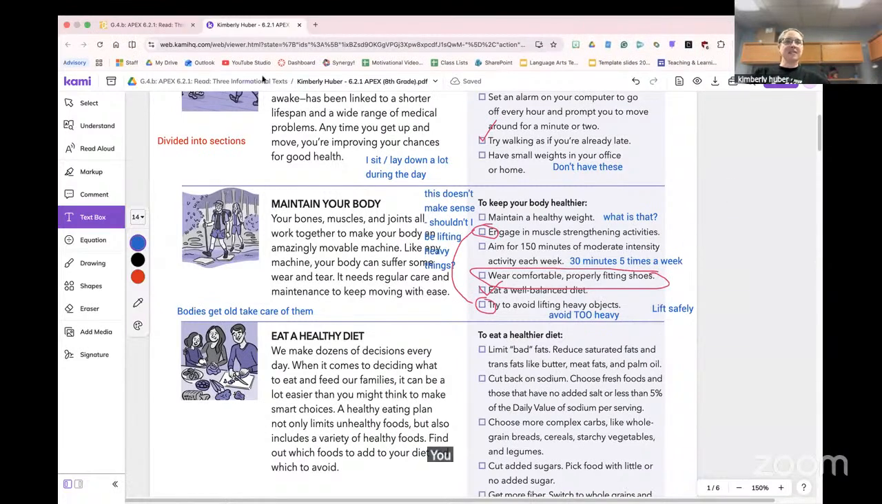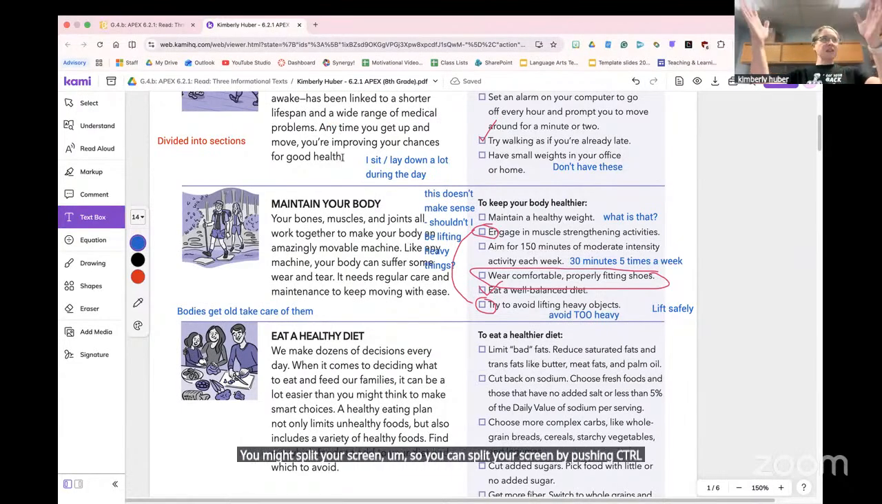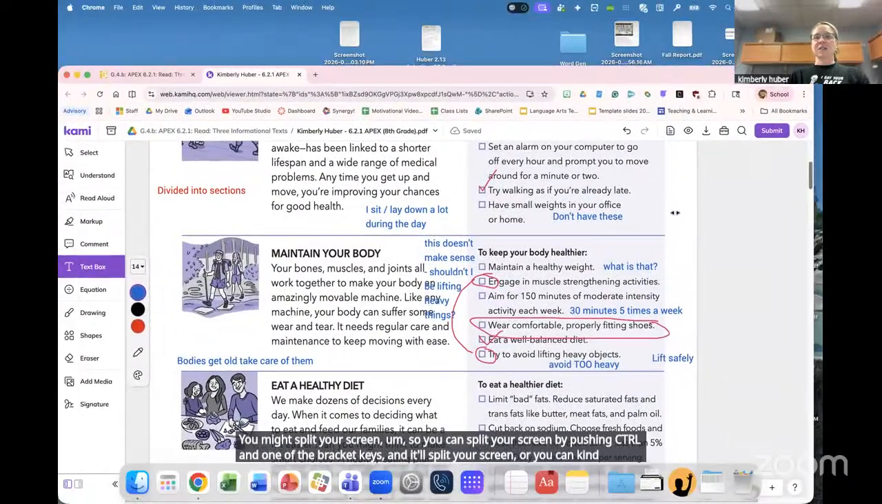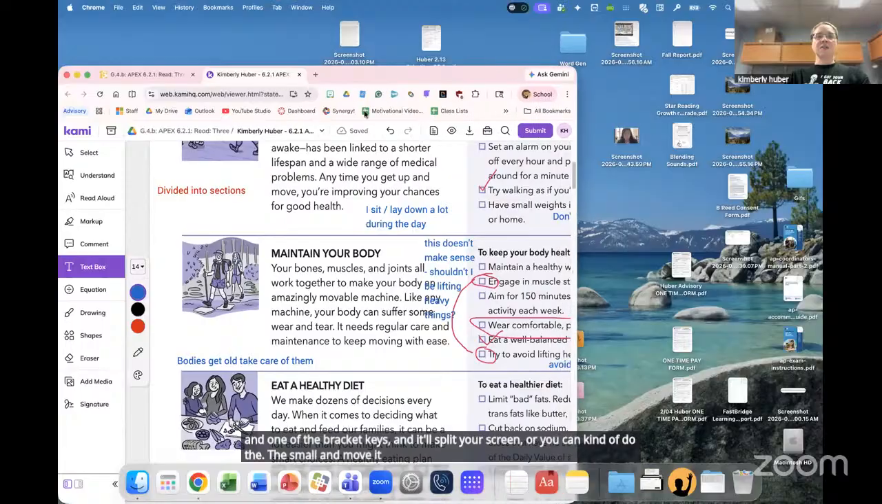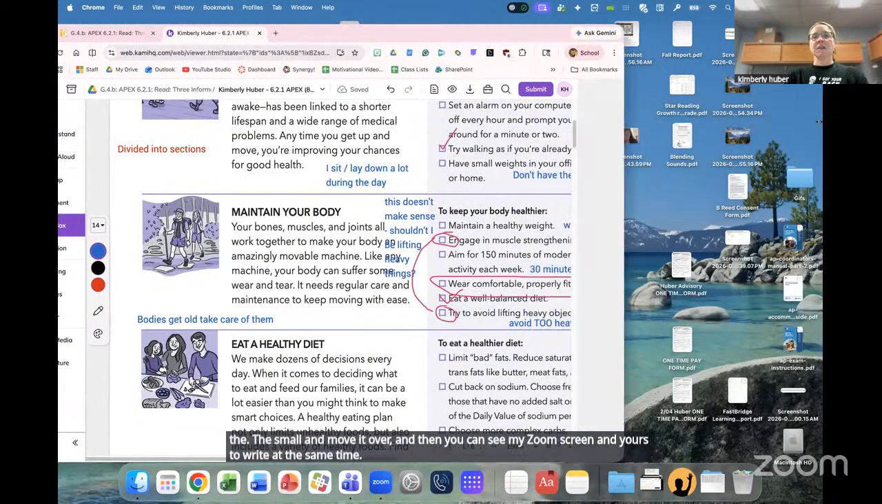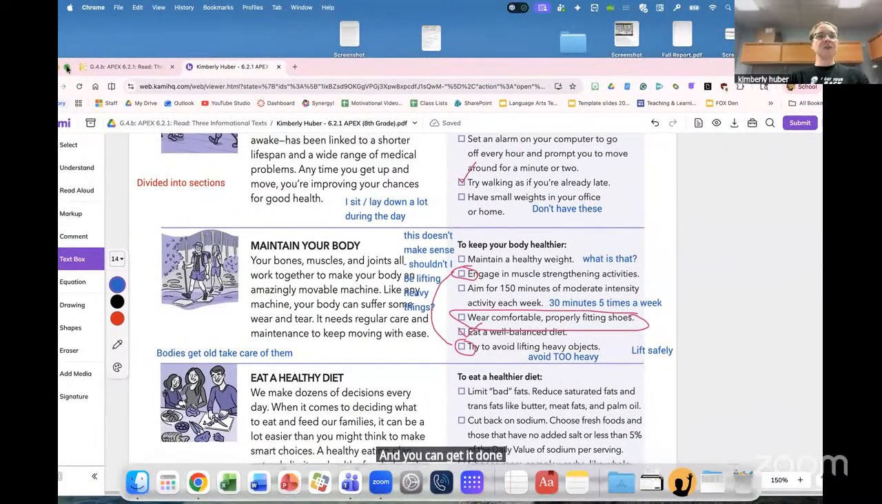You might split your screen. You can split your screen by pushing Control and one of the bracket keys, and it'll split your screen. Or you can do the small and move it over, and then you can see my Zoom screen and yours to write at the same time. And you can get it done. And then you don't have to worry about doing it later.